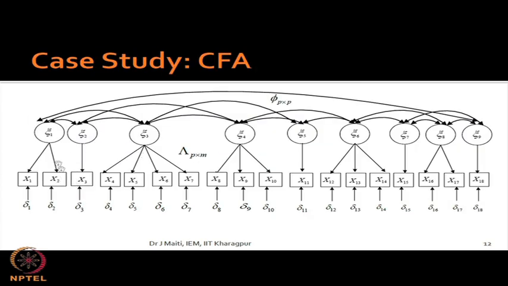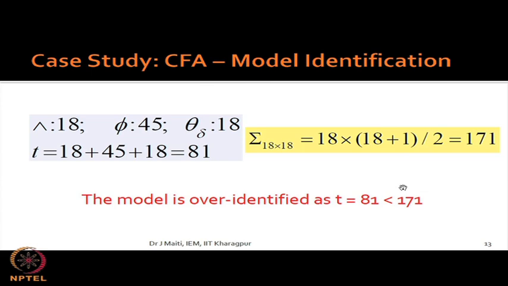For example, lambda 3 1, if you give one linkage here, that lambda 3 1 is 0, because it is confirmatory. We know what are the manifest variables coming out of the hidden constructs.